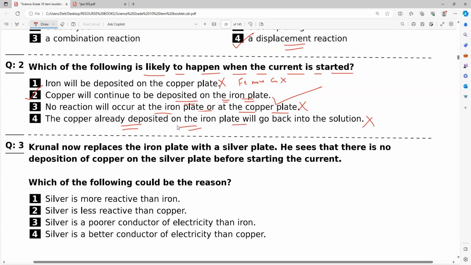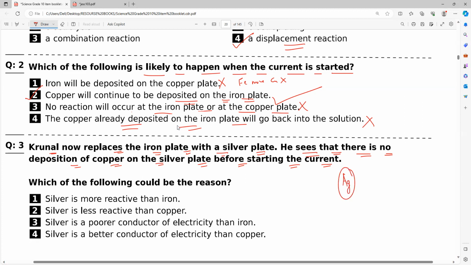Next. Krunal now replaces the iron plate with a silver plate. So he sees that there is no deposition of copper on the silver plate before starting the current. See, everybody, after starting the current, definitely copper will deposit. But before starting the current, if it is iron, we see the deposit of copper. But if it is silver, we are not able to see it. What is the silver symbol? Silver symbol.